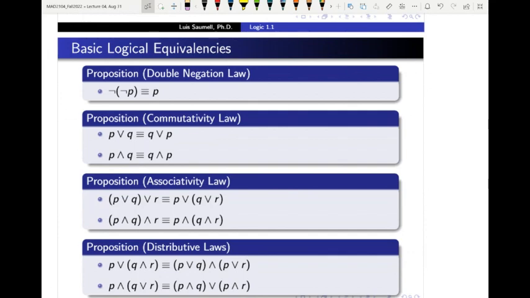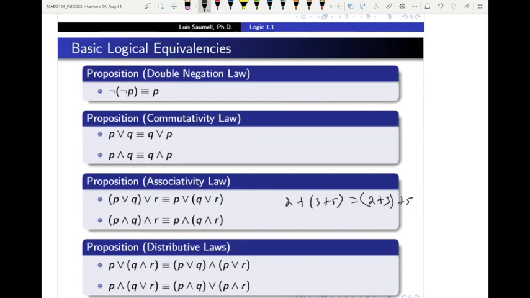Associativity, this is how you place parentheses. For example, if you have 2 plus 3 plus 5, you could do it like this, but you could also decide to do first 2 plus 3 and then do the 5, right? That's called the associativity property. It doesn't matter what order you decide to do the operation, at the end you will end up with the same result, okay?